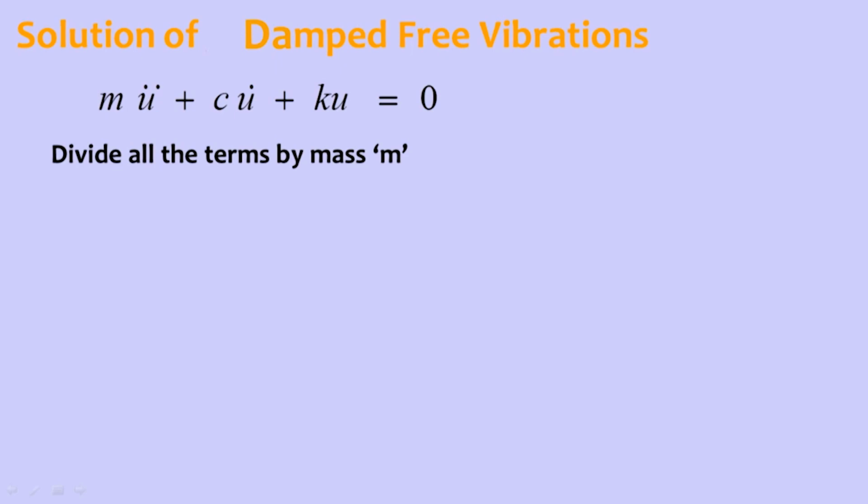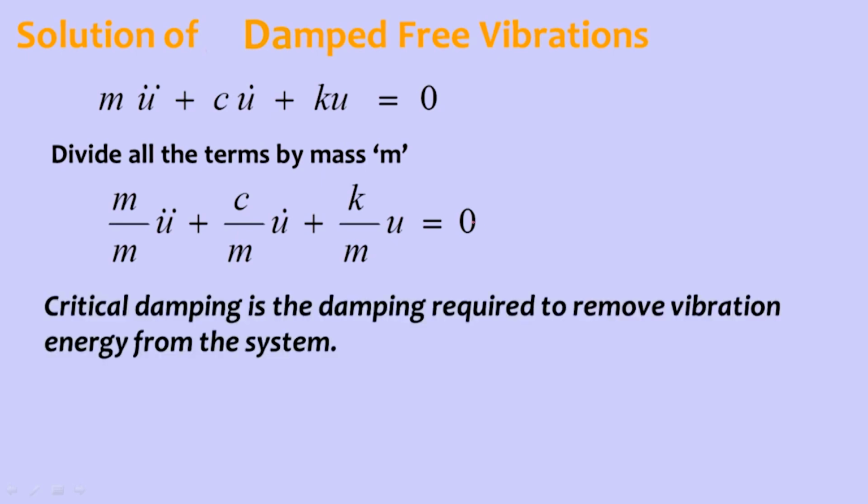We need to find the solution of this damped free vibration. First we write this equation of motion, and for convenience we divide all three terms by mass. What we get is m by m u double dot plus c by m u dot plus k by m u is equal to 0. That gives us u double dot plus c by m into u dot plus k by m into u is equal to 0.